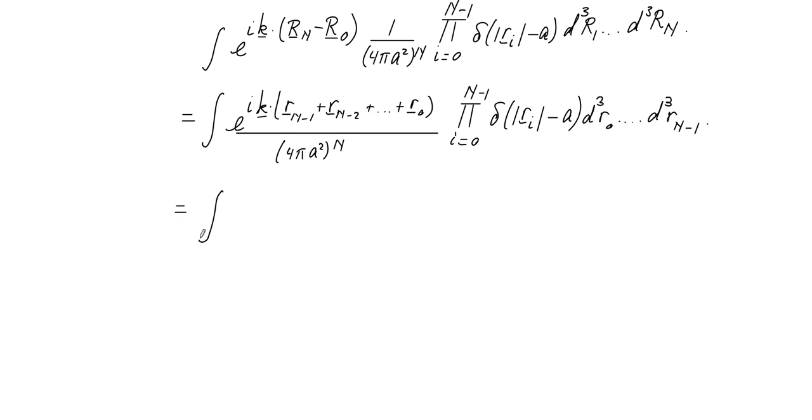We can write it as, let us first focus on the terms depending only on the r0, then we have an e to the power i k dot r0. We have one normalization factor for that integral. And then we have a delta function for the magnitude of r0 minus a. And we can integrate over the 3 components of r0, because we don't have any coupling of r0 with other terms. And so the second integral will be exactly the same, but then we replace the r0 by the r1.